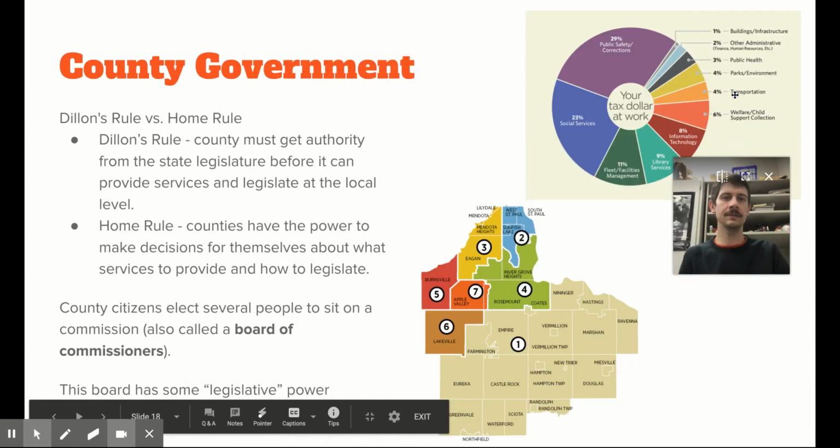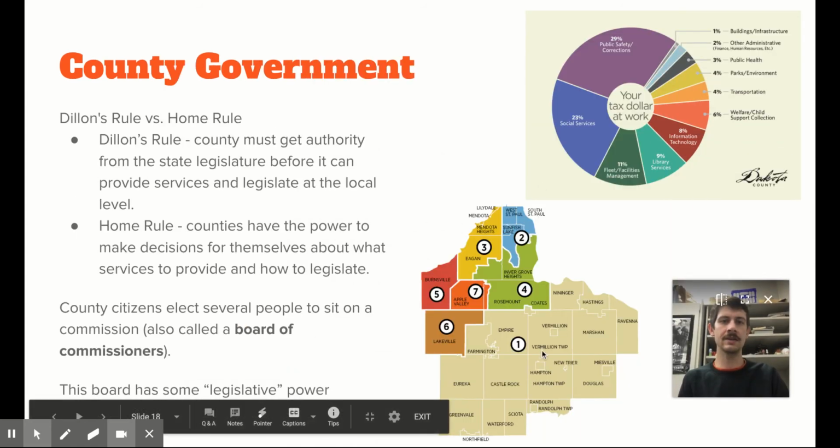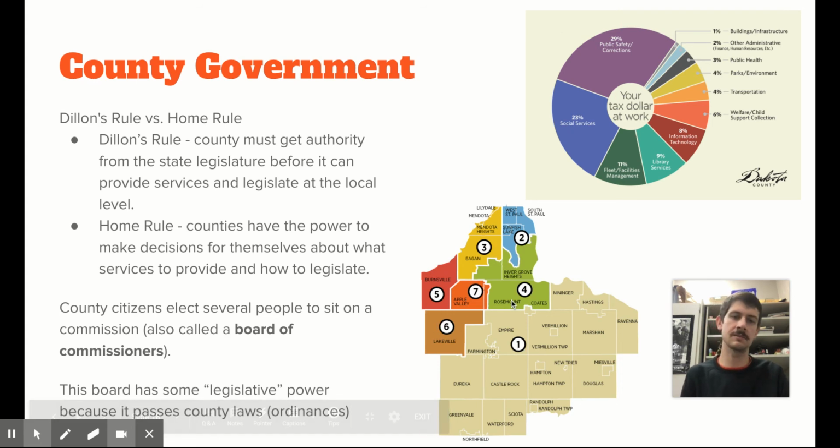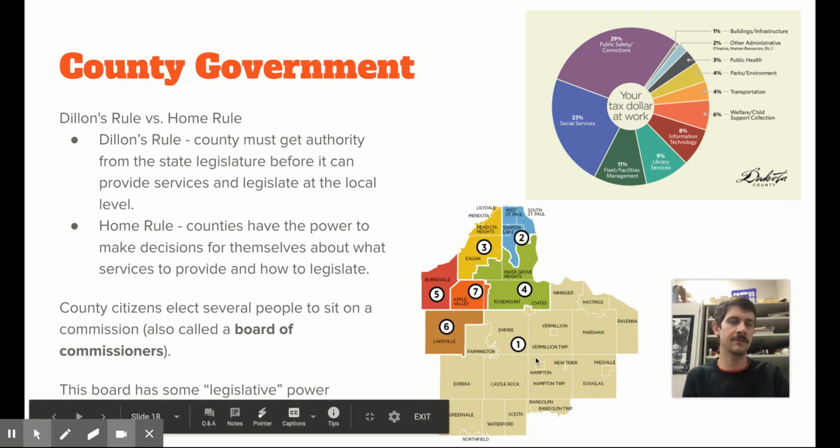Talking about county government, you live in Dakota County. Dakota County is divided into districts, just like the state of Minnesota is. You guys live in District 1. Most of you will live in District 1. Some of you live in District 6. Some of you may live in District 4, may live in District 7. If you live in Farmington, you live in District 1.